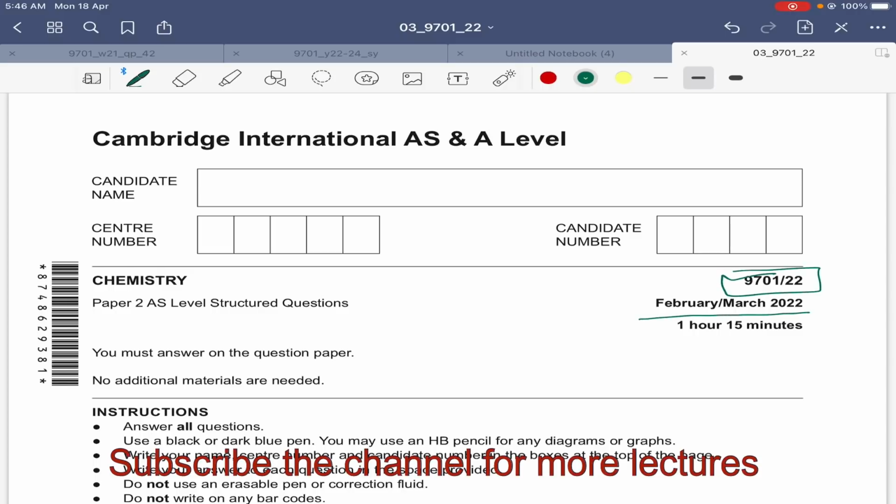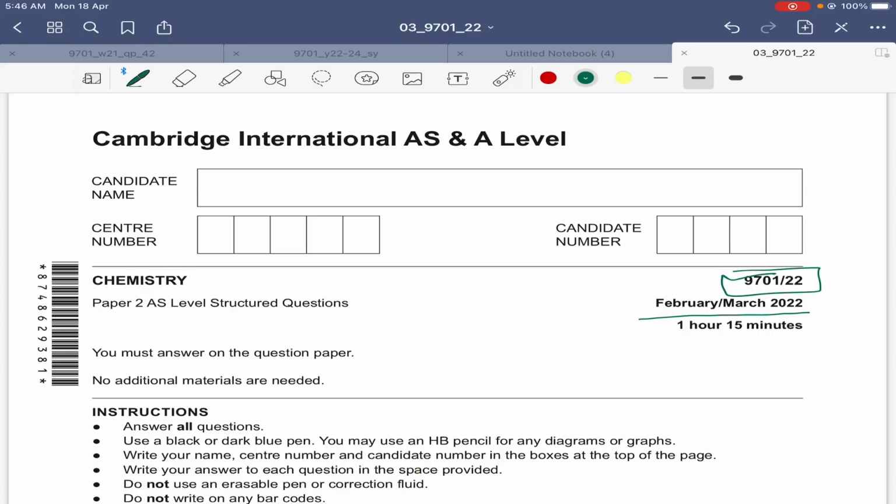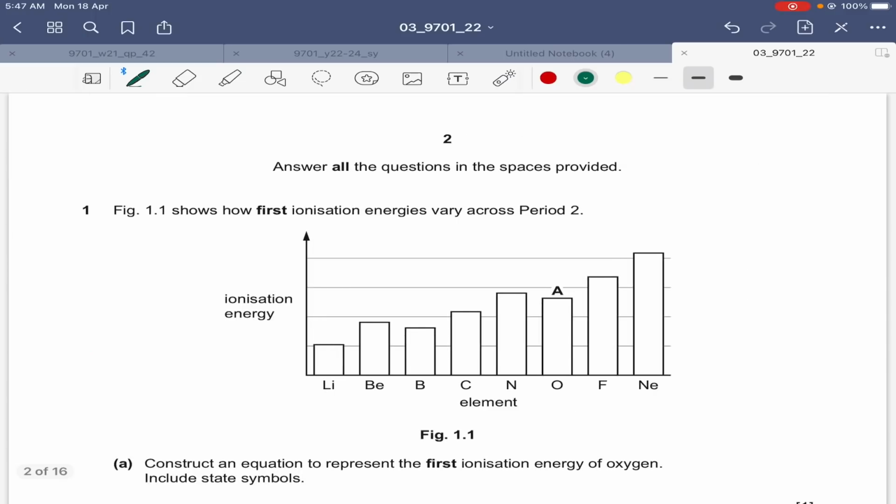So basically this is the Feb-March 2022 paper 22. This is the most recent paper and was much awaited before the May-June series, because this is the first paper based on the new syllabus. As soon as I got my hands on this paper, I started solving it, and today I'm posting it with you guys. So let's start with question number 1.